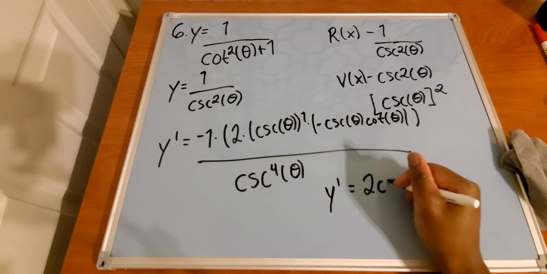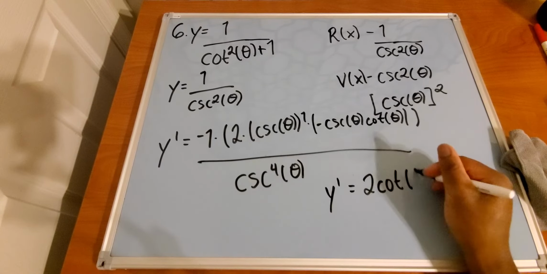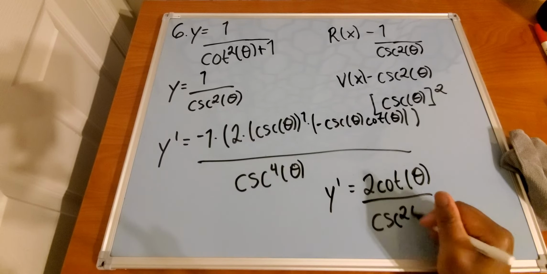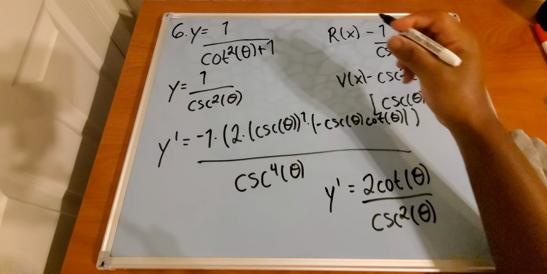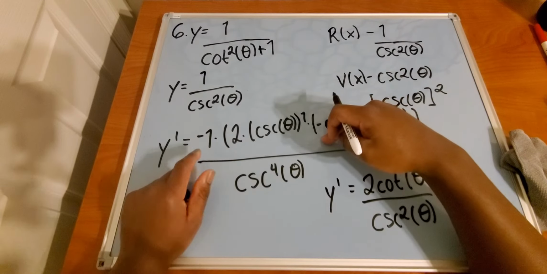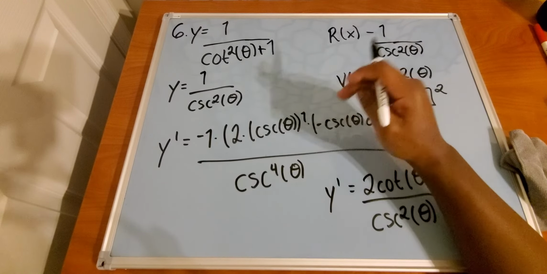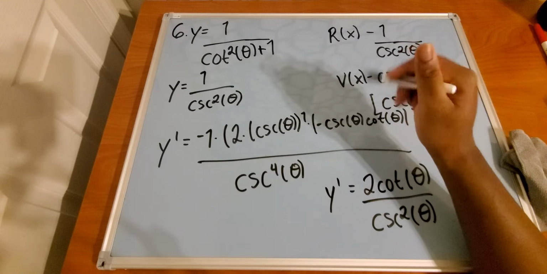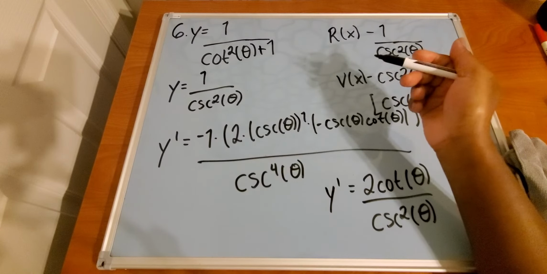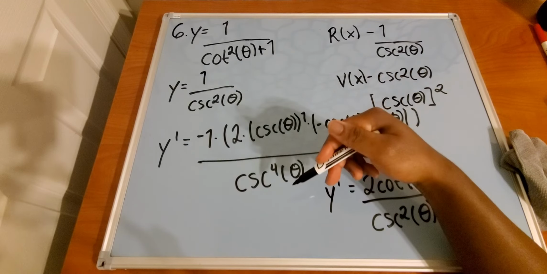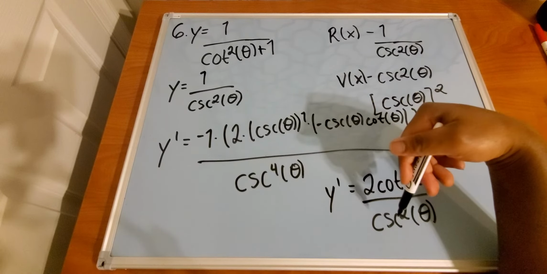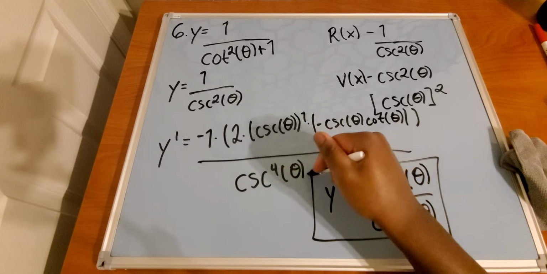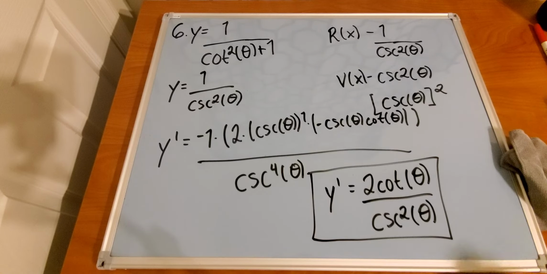2 times cotangent theta all over cosecant squared theta. In case you're wondering what I did, -1 times -1 is +1, so I just ignore that. And then we have a 2 cosecant of theta times cosecant of theta, which is equal to cosecant squared of theta. Cosecant squared of theta over cosecant to the 4th of theta is cosecant squared of theta. And then I just kept that. So this is our final answer. And that is 6.